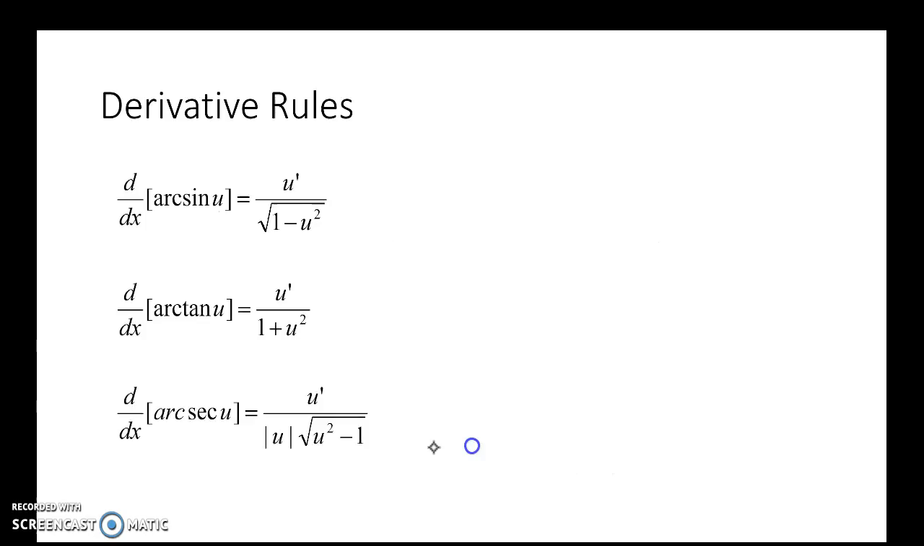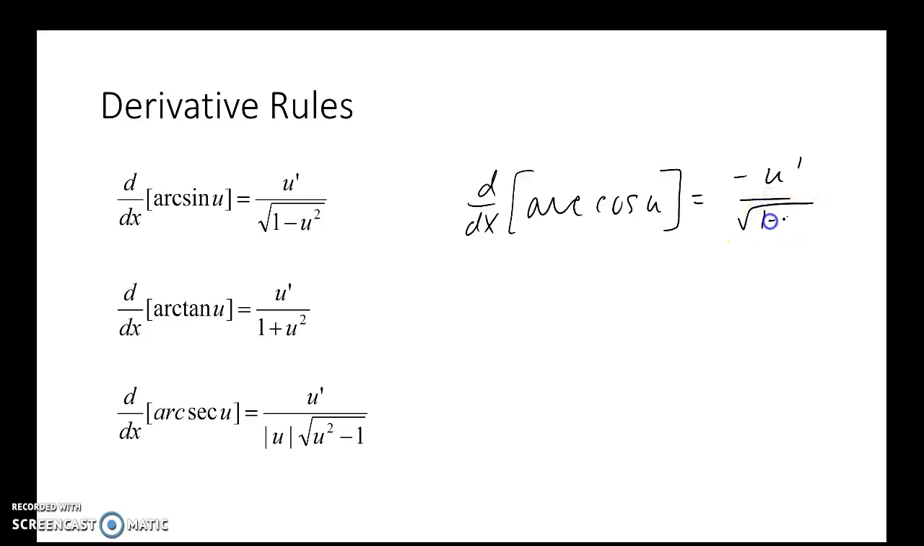to find the answer. Okay, so derivative rules, you would have learned these briefly last year, maybe done a couple examples of them. I understand that. So take a minute, copy these three down. And the derivatives of the co functions, so arc cosine of u, it's just the exact opposite of the derivative of arc sine. So it would be negative u prime over square root of 1 minus u squared.